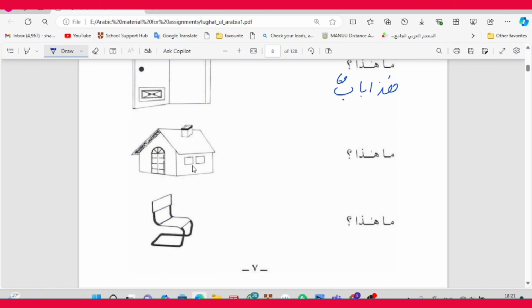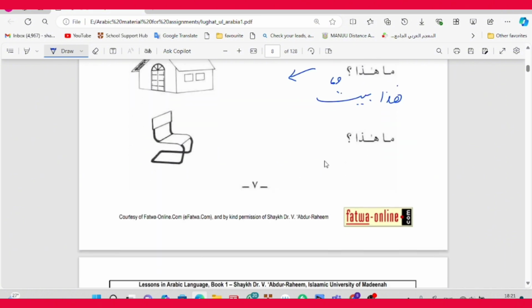Ma hada, what is this? Pointing to this, this is a house. So you will answer hada bait, this is a house. Next is ma hada, what is this? As you see, this is a chair. So you will say hada kursiyun, this is a chair.